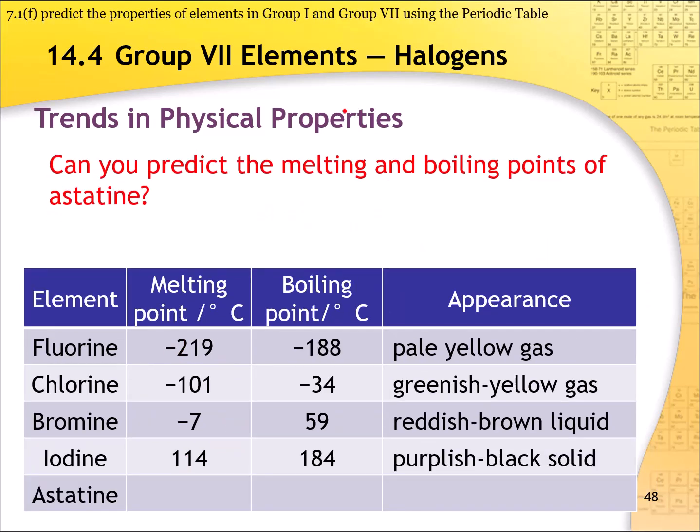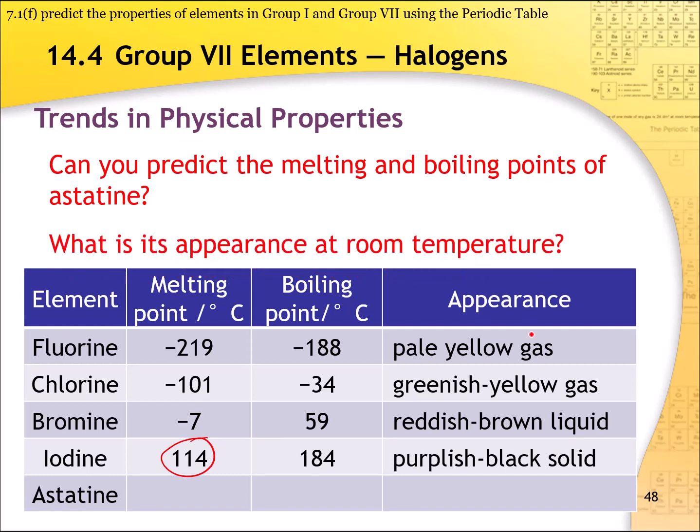So let's predict the melting and boiling point of astatine and maybe even the color. You see the melting point of iodine is 114. So down here, astatine must definitely be higher. How much higher? I don't know, maybe 200? Or even 300. Yes, 300. And the boiling point must be more than 184, right? And of course, it must be higher than the melting point, above the 300 melting point. So it's 337, and the state is a black solid.